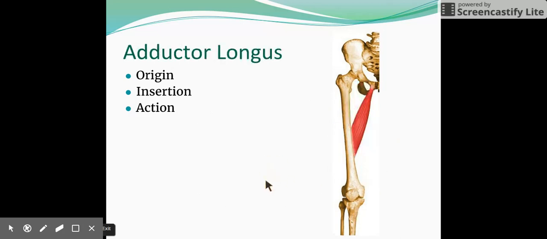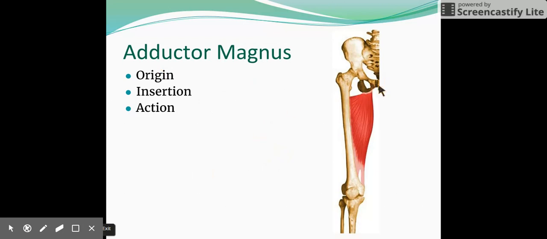Now we're going to talk about the adductor group, starting with adductor longus. The origin is here on the pubis. Its insertion is on the femur. And its action is to adduct the thigh or adduct the femur, as its name would suggest.